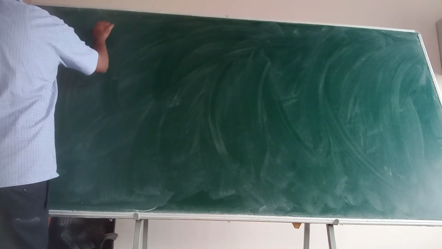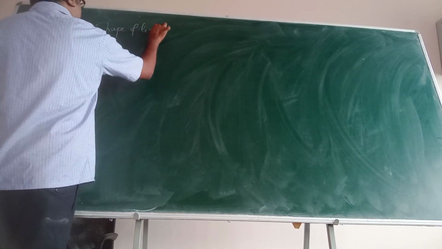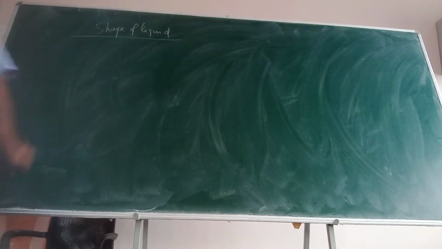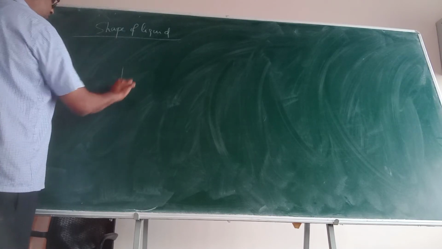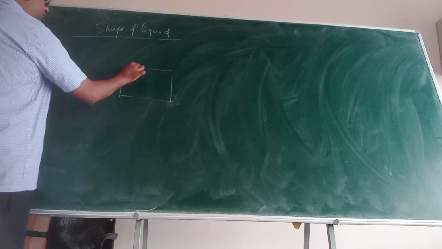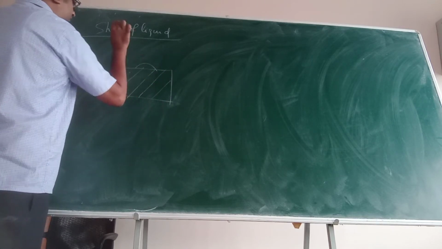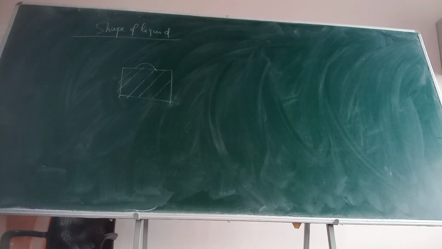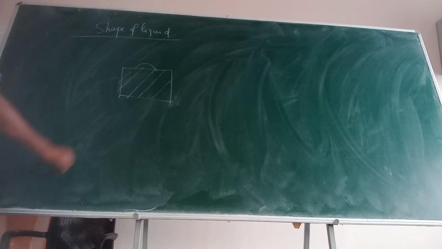So we discussed the shape of liquid. Now here you have to understand some points. Suppose this is the solid interface, and I have taken some liquid, a small drop. Now if you observe, how many interfaces are there?